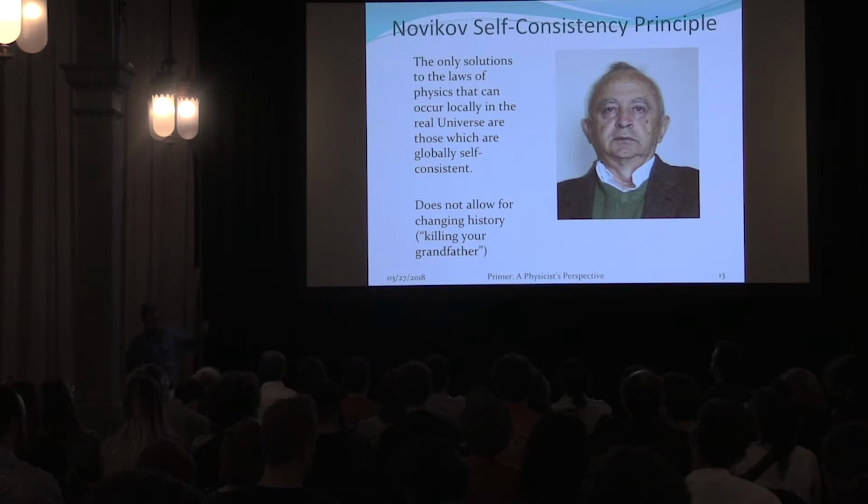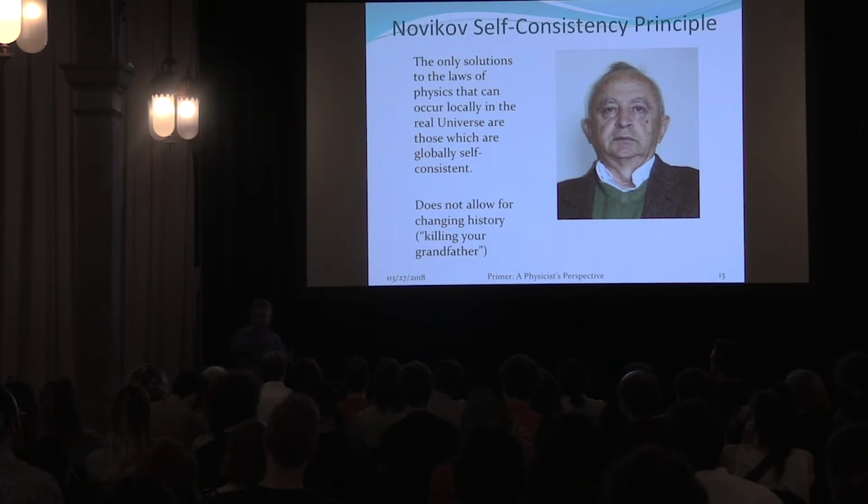But the idea is that if it's an actual physics principle, this should hold whether they're trying to or not. So whatever they try to do is necessarily, by the laws of physics, consistent with what's going to happen after and with what's going to happen before. So this doesn't allow for changing your history. For example, no matter how you try, you're not going to be able to go back and kill your grandfather before you're born, because that would be inconsistent with your future.